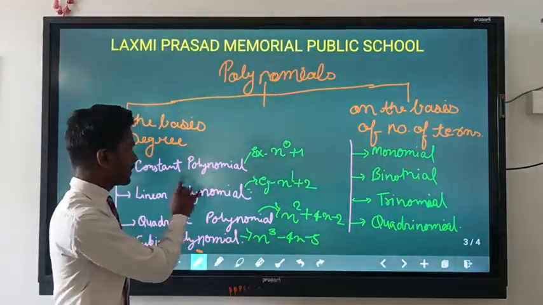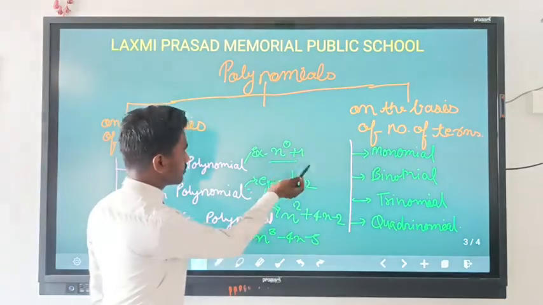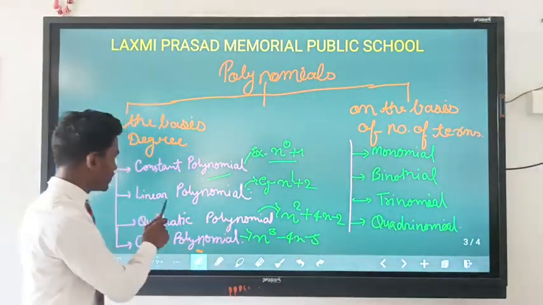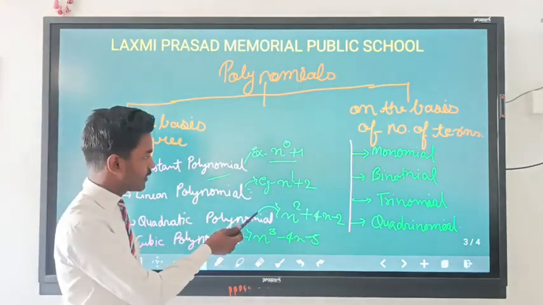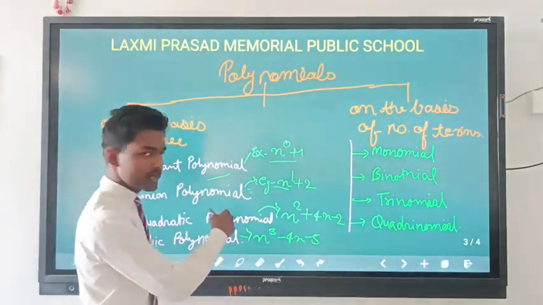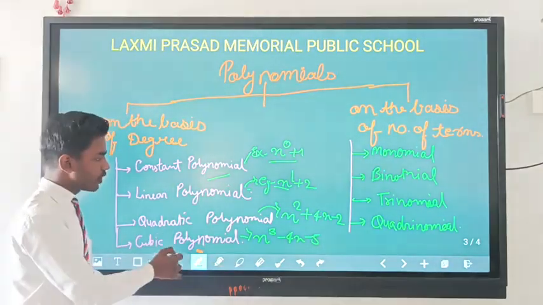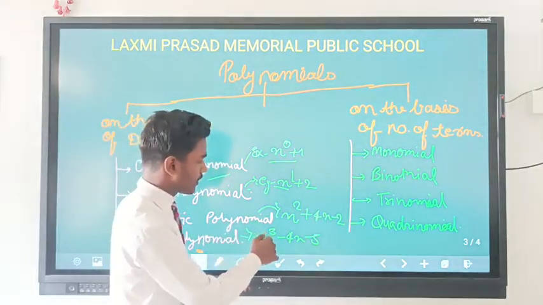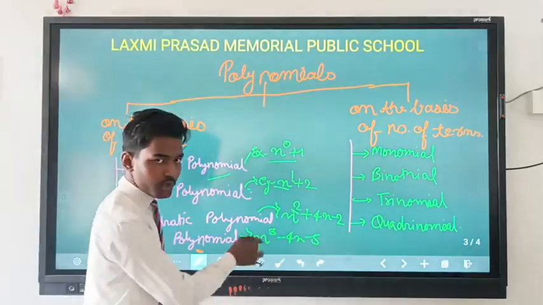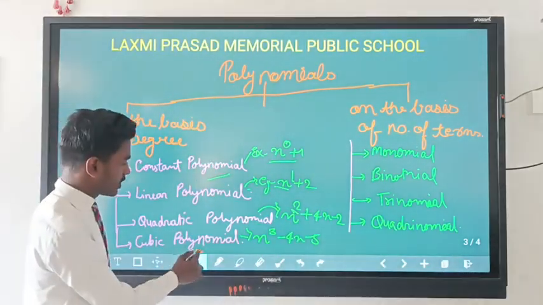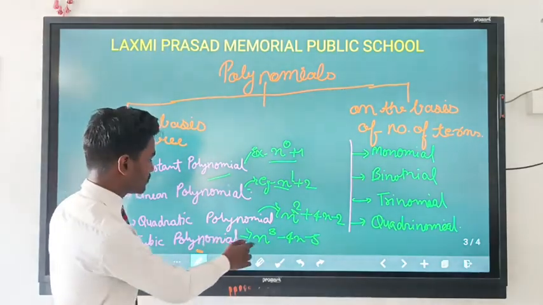Here we can see that the degree is 0, so this is a constant polynomial. And in a linear polynomial the highest power of a variable is 1, so it is known as a linear polynomial. In a quadratic polynomial the highest degree of the variable is 2, so this is a quadratic polynomial. And the last one is the cubic polynomial. A polynomial whose degree is 3 is known as a cubic polynomial.